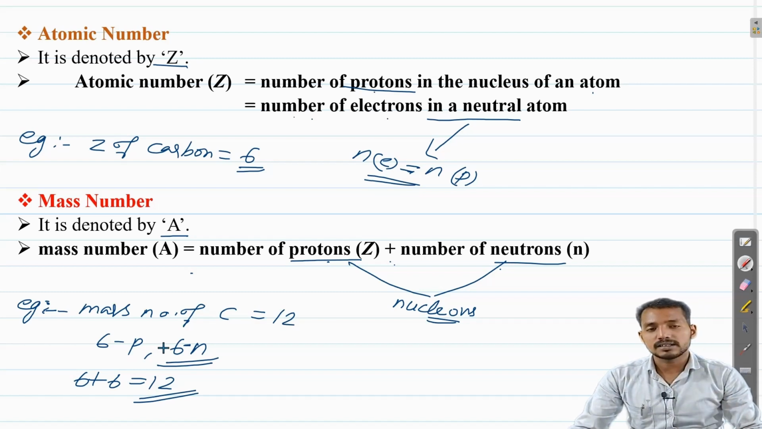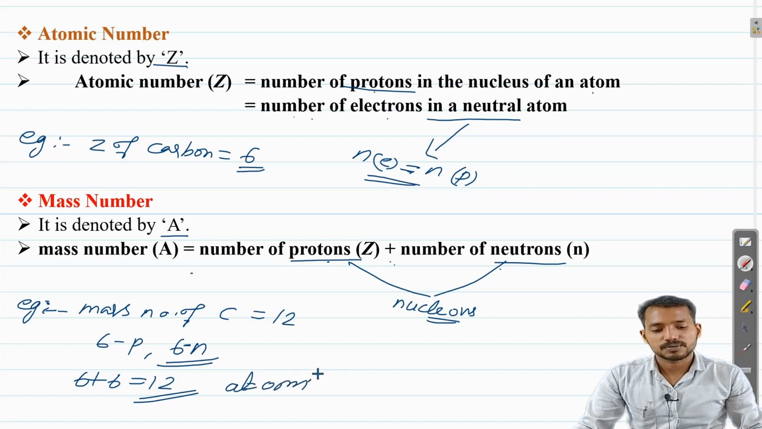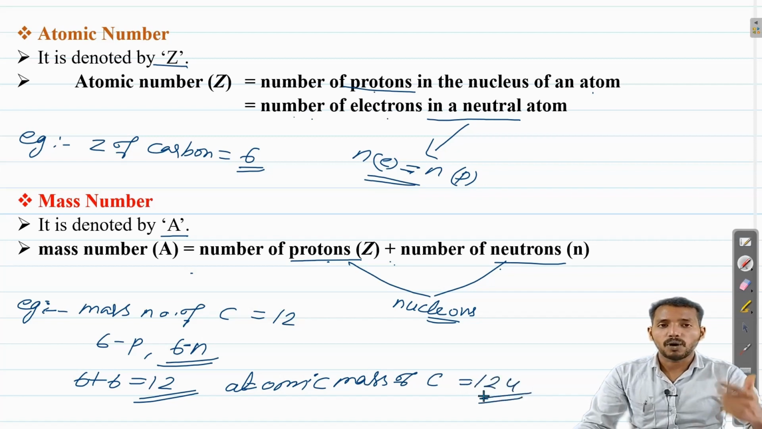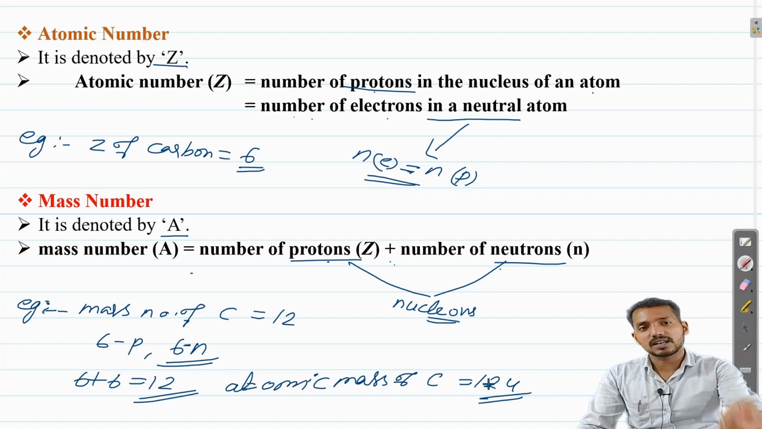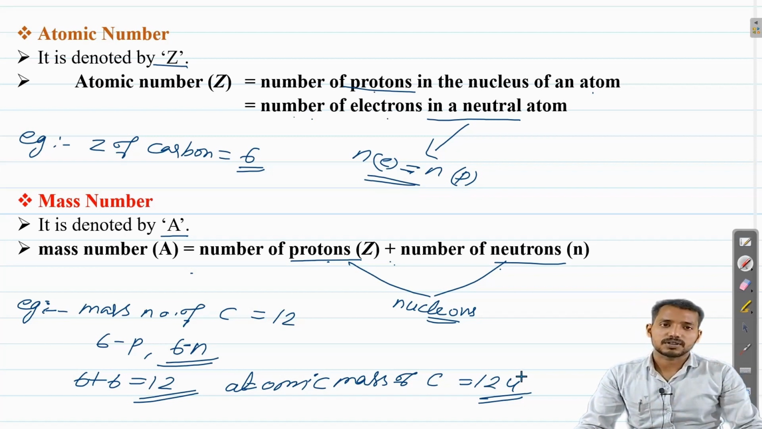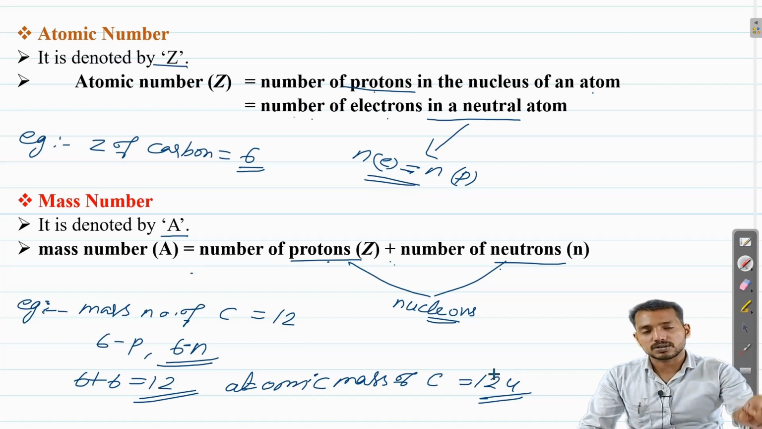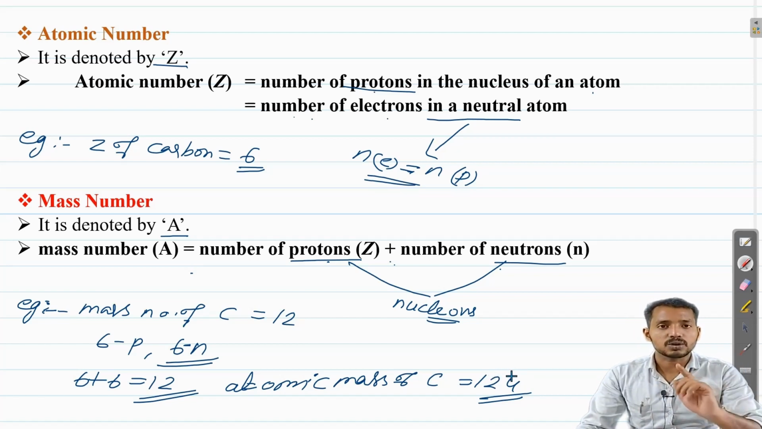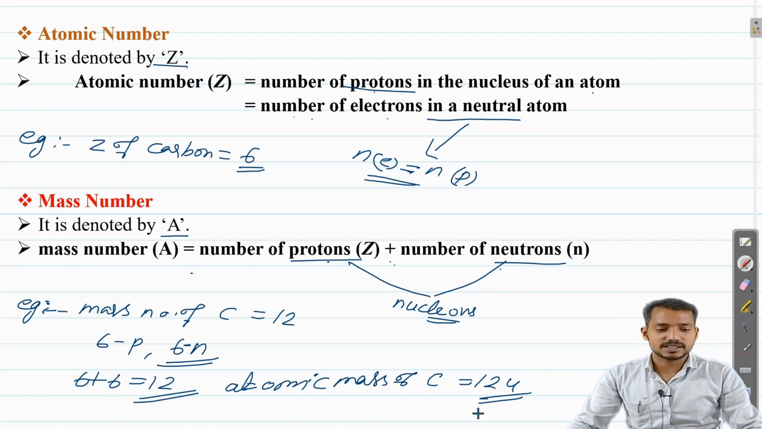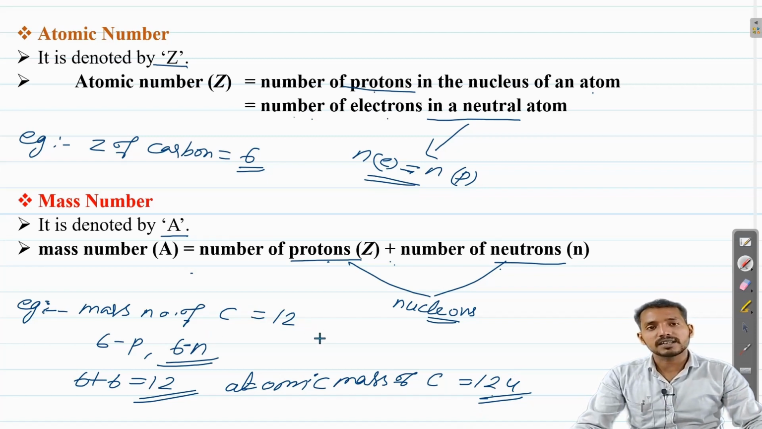We already learned that the atomic mass of carbon is equal to 12. Why? Because it is the total mass of the protons and neutrons. By taking the mass of a proton and the mass of a neutron as 1 u, there are a total of 6 protons, that will be 6 u, and a total of 6 neutrons, that means another 6 u. So 6 u plus 6 u is equal to 12 u. Clear? That is the atomic mass. So by finding the mass number, we can find the atomic mass also.